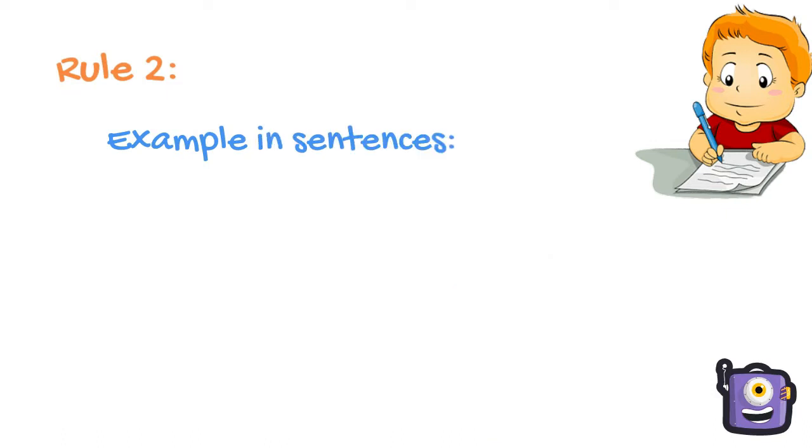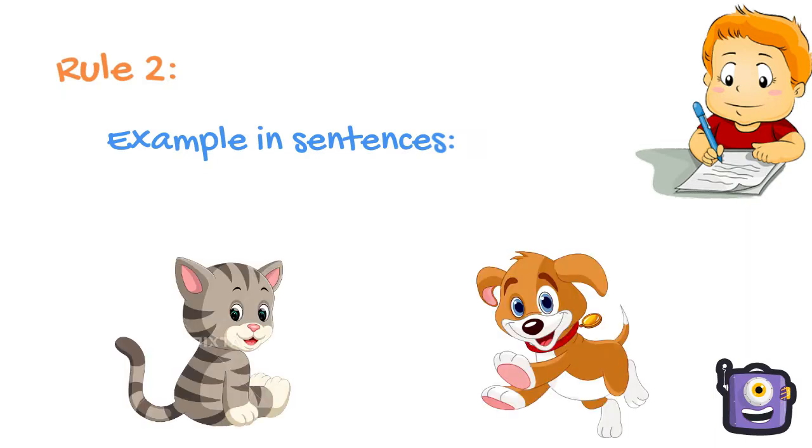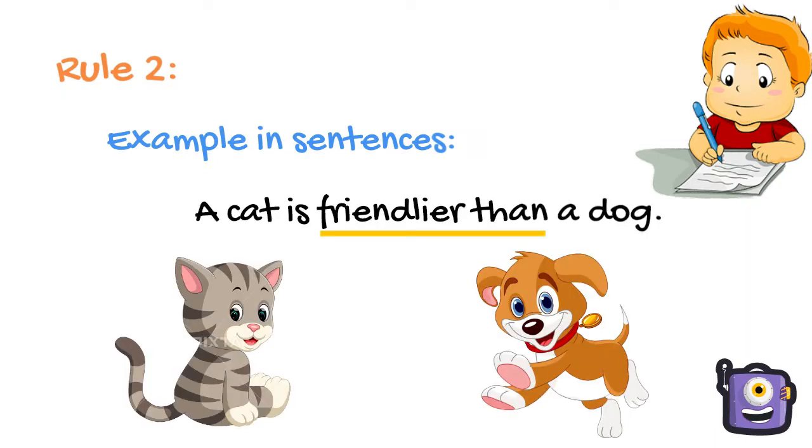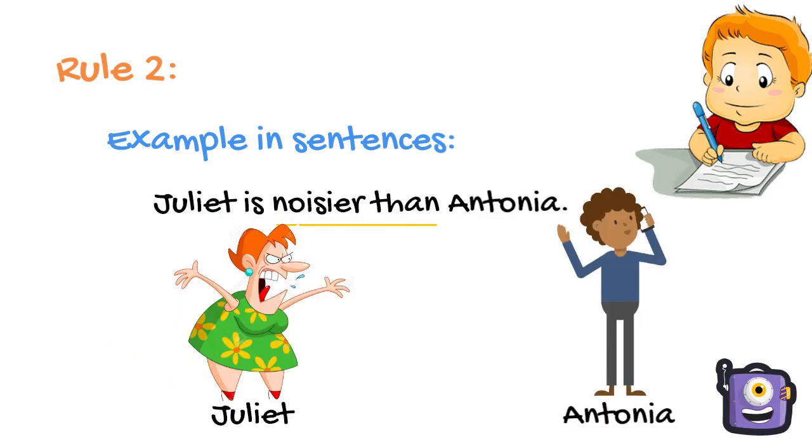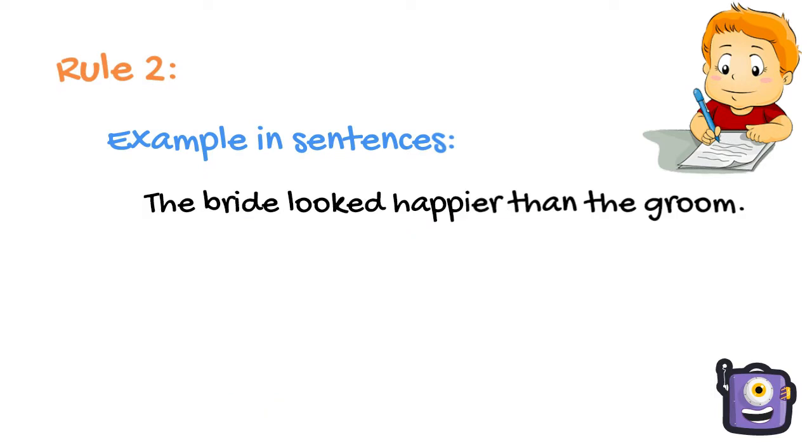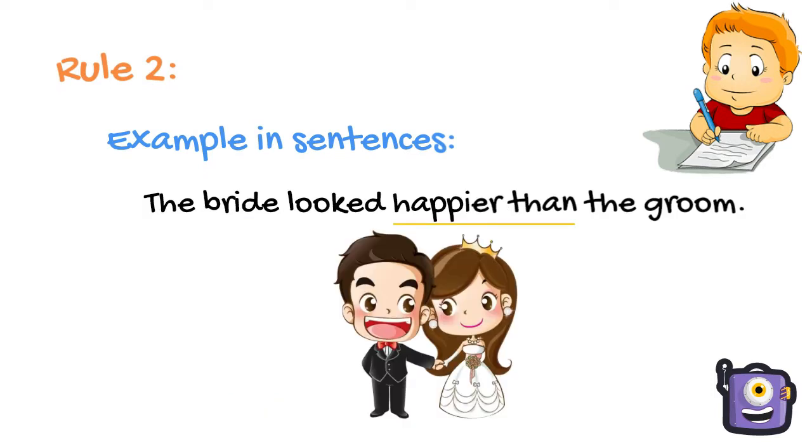For example, in sentences, repeat after me. A cat is friendlier than a dog. Juliet is noisier than Antonia. The bride looked happier than the groom.